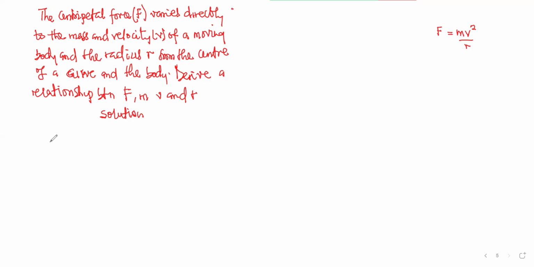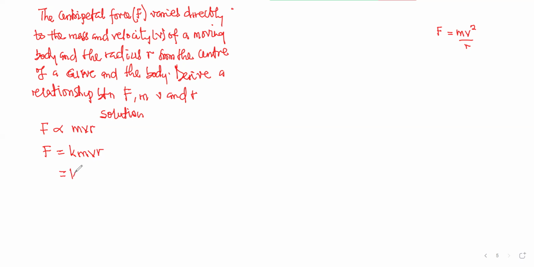All right, let's look at it. So F is directly proportional to MVR, meaning F is equal to KMVR, where K is a constant of proportionality. But here the question must clearly define what F, M, V, and R represent. And the question has done so. F is force, M is mass, V is velocity, and R is radius.